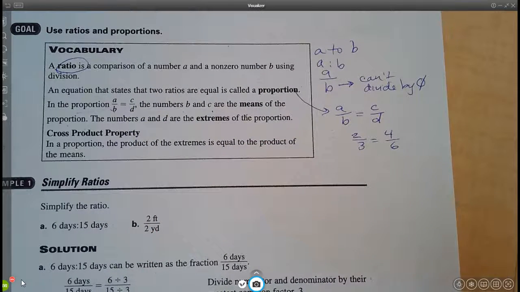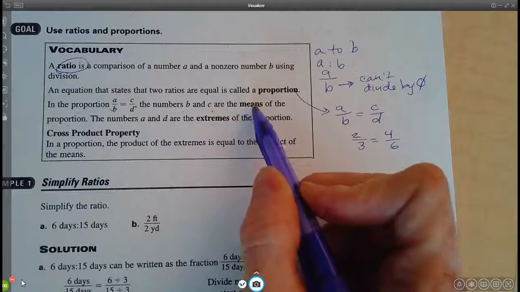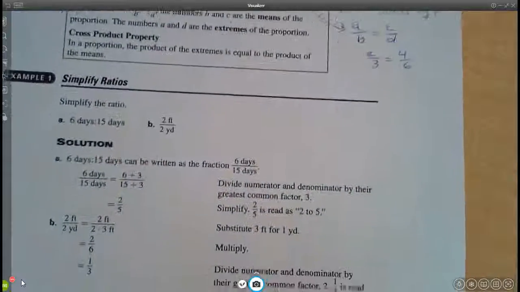Sometimes we think of a mean as being middle-ish, not necessarily the median, but a middle-like characteristic of a data set. So if you need that information to try to differentiate between the means and the extremes, some sort of tool like that might be helpful to remember. And then the cross-product property, which we'll look at in a moment.